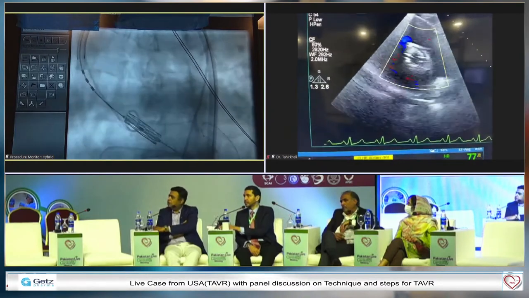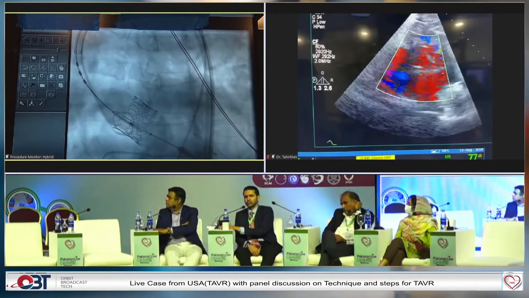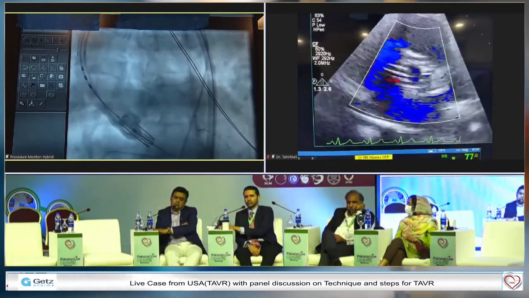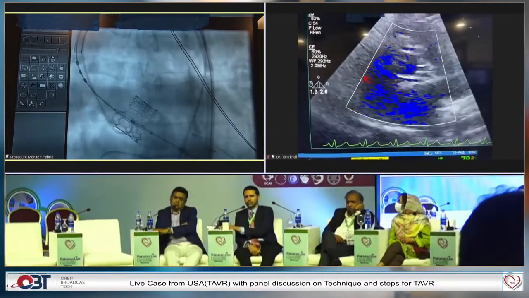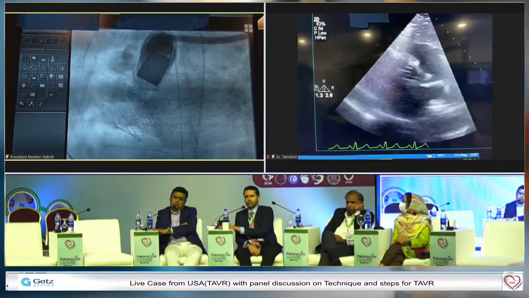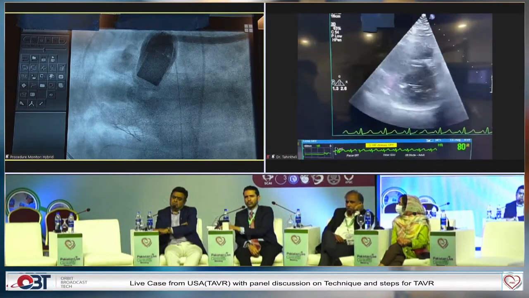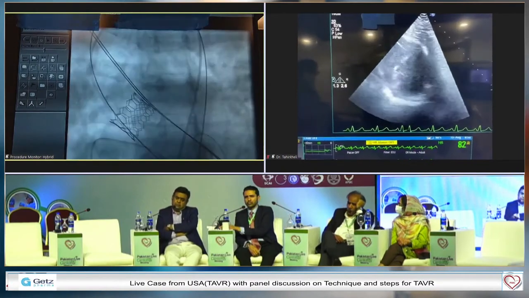This looks like a very good result. Do you take your pigtail out usually, or is it just because we did it in one shot that you left it there? We generally leave it in. It never had, we started off when there were only 20, 30 TAVRs put in at that time, so we've never really had to worry about it. Usually it comes out pretty easily.